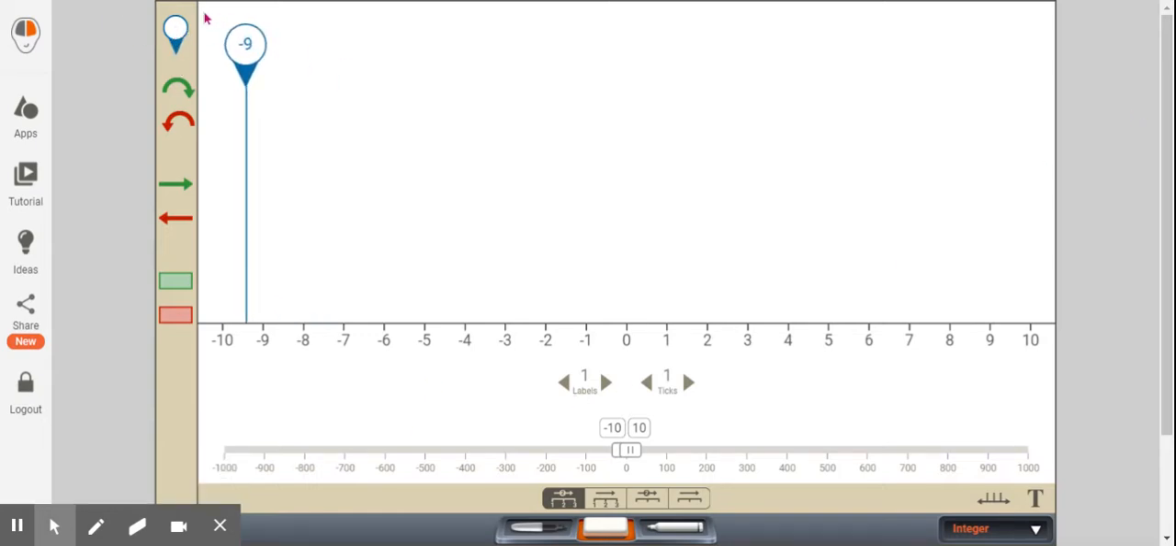Now grab the little blue tag. This is a pin drop. I'm going to call this a pin drop. And let's go ahead and put that at 0.